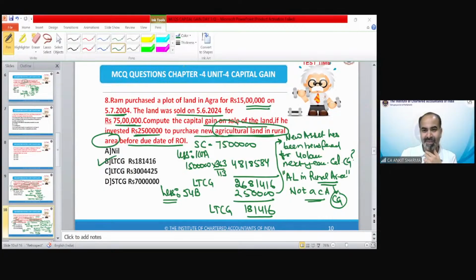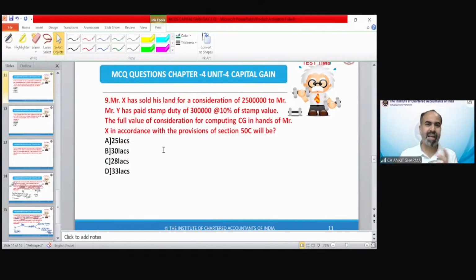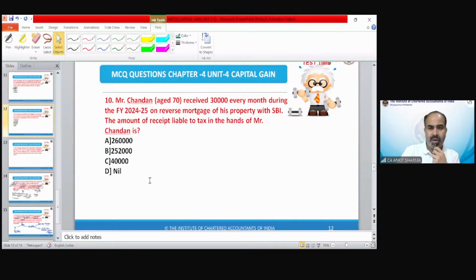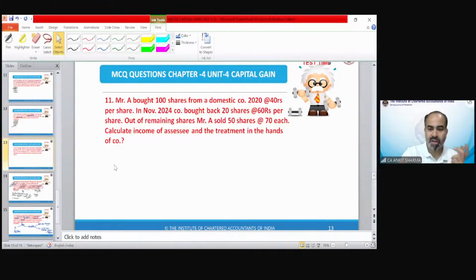So fine. So that was question number 8. Moving on, next question. Now, Mr. X has sold his land for a consideration of 25 lakh to Mr. Y. This is for calculation of section 50C, stamp duty value sale consideration. So the correct answer is option number B. Okay. This is on reverse mortgage scheme. We all know, any amount received on reverse mortgage scheme, whether monthly, etc., cannot be treated as your income. These 11, 12, 13 we have already discussed.